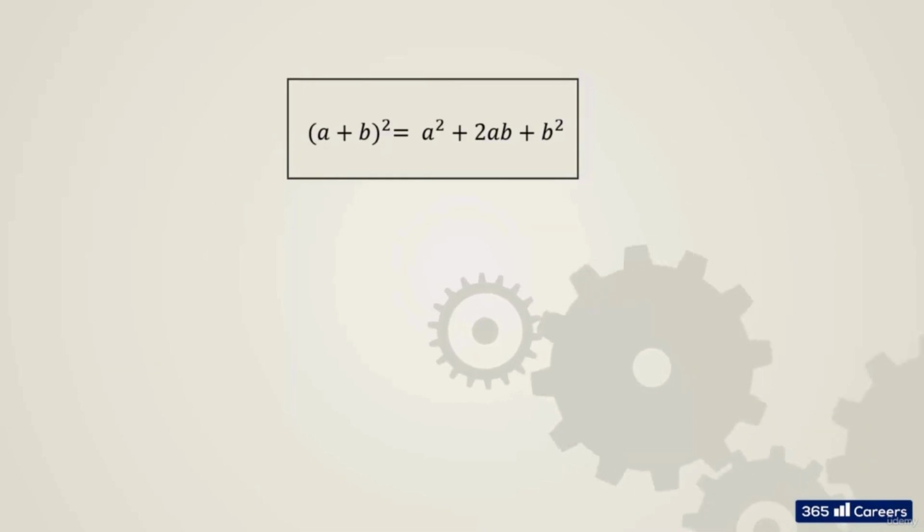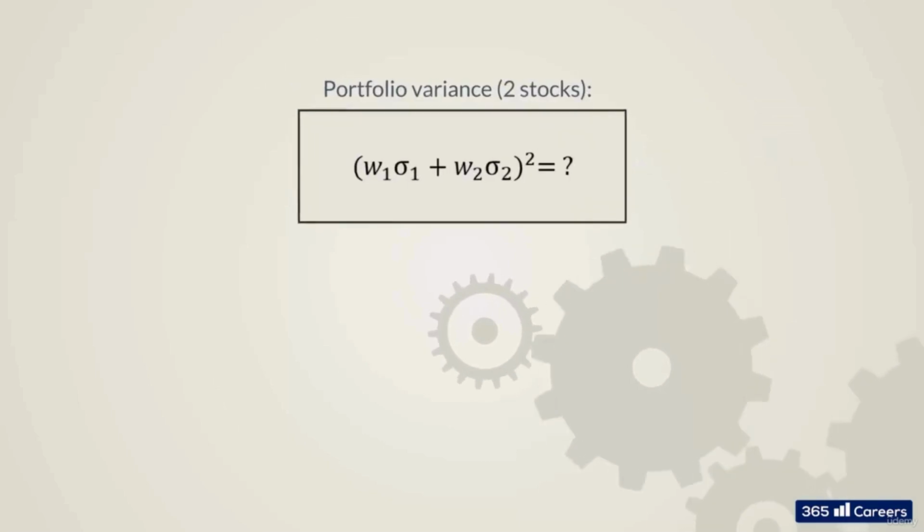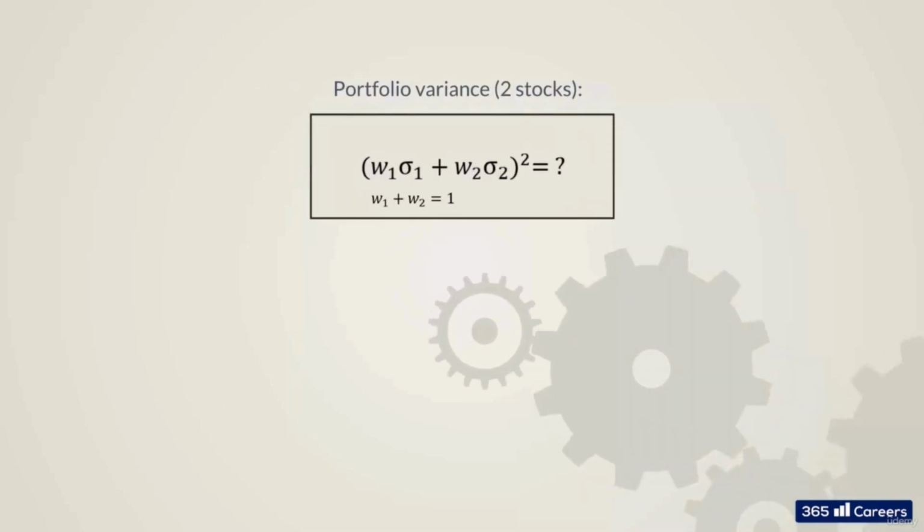The sum of a plus b to the second degree is equal to a squared plus 2 times ab plus b squared, correct? Remember that? So you did pay attention at school. Great, we did too. Let's do the same thing for a portfolio containing two stocks.